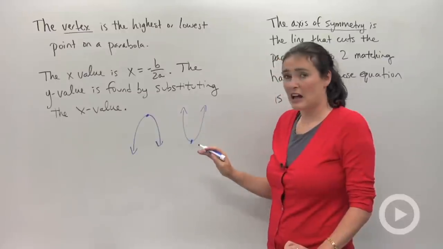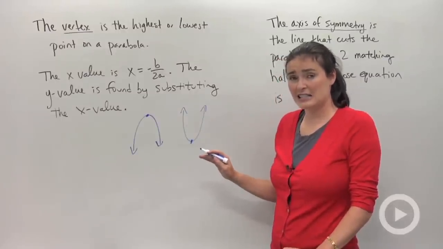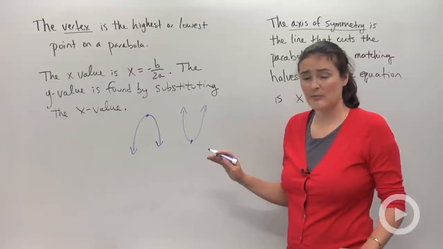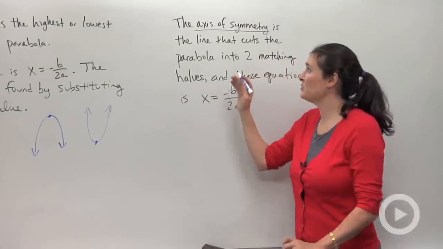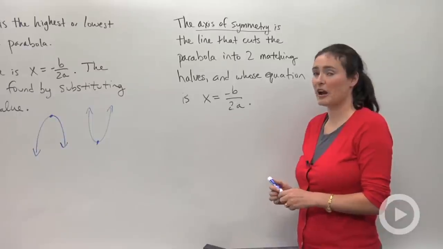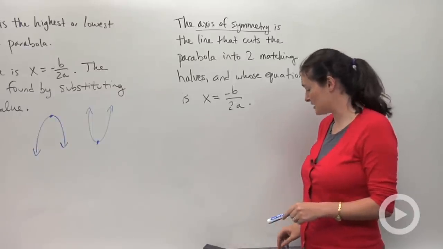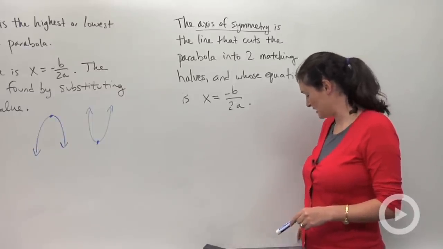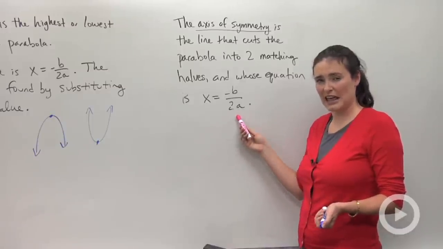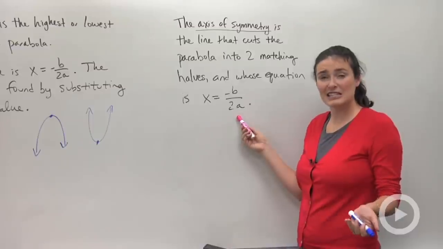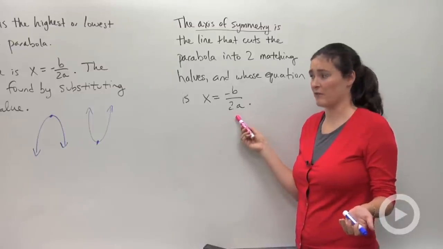So once you have an idea what the vertex means, the axis of symmetry makes more sense. So let me back up a little bit and talk to you about the axis of symmetry. The axis of symmetry is the line that cuts the parabola into two matching halves and whose equation is x equals negative b over 2a. Do you recognize that, the negative b over 2a piece? That's the same thing as the x-coordinate of the vertex.